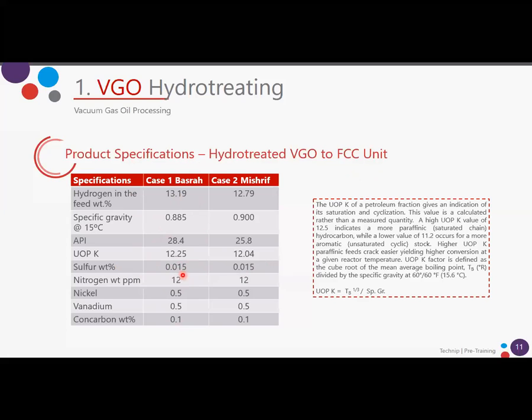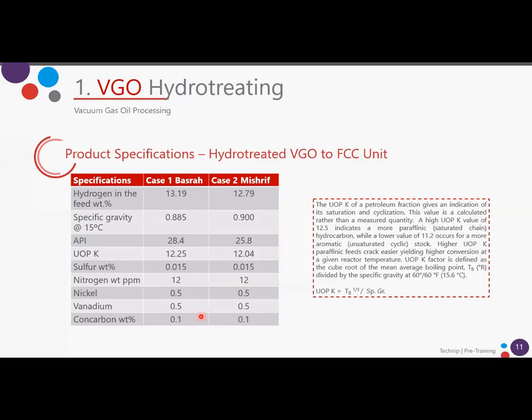You can see here also a reduction of nitrogen. So we will have 12 ppm. We will have also lower content of nickel and vanadium. That is very important because these are contaminants for the FCC catalyst. And we have also reduced the Conradson carbon weight percent, the tendency of coke formation, because we have saturated aromatics and olefins in the unit.